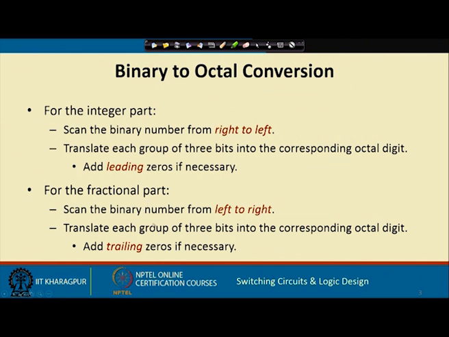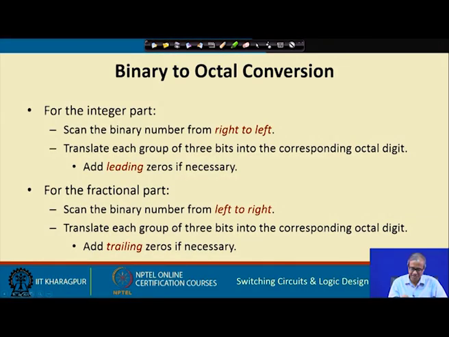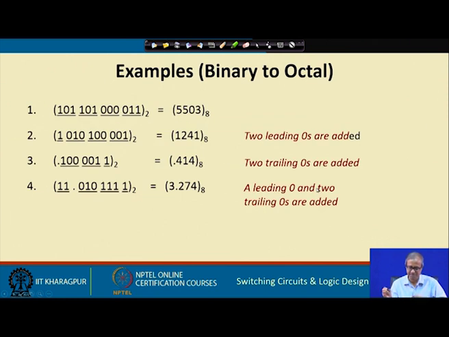For the fractional part you do the same, but now the scanning is from left to right. Why? Because for a fractional part you can add zeros at the end, but you cannot add zeros in the beginning because the value will change. For the integer part you can add zeros in the beginning, that is the only difference. So, scan the fractional part from left to right, make groups of 3 bits, and for the last part you can add some trailing zeros if required. Let us take some examples.